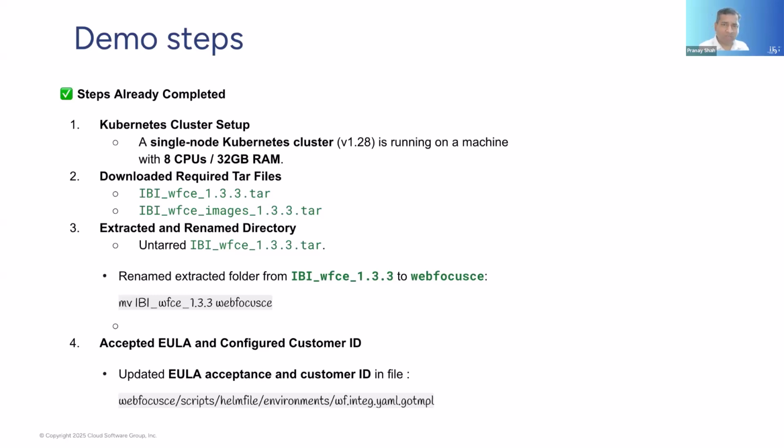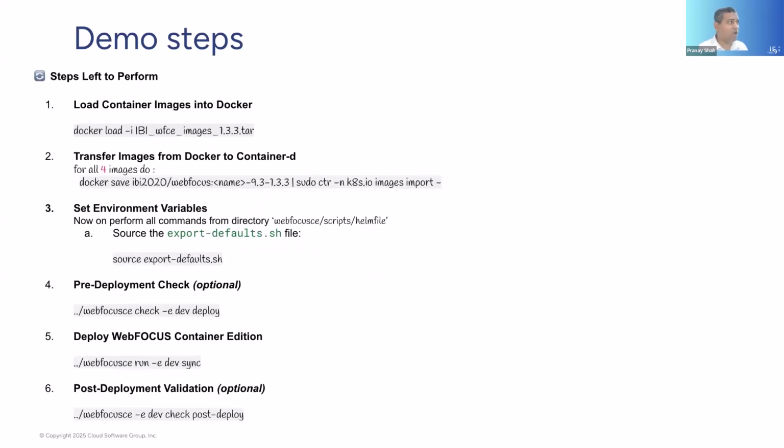Now this is something new as well. If you are on an older version, you probably don't have this, but if you are on 9.3, you have to accept the end user agreement and you need to provide a customer ID. Otherwise the deployment will fail. I think that's pretty much the same as on-prem or the container edition. So I have done all that. Now the steps that are left, and I'm going to demo them here, are that I'm going to load the images into Docker, and then I'm going to run this command 4 times to import them into containerd. Again, as I said, this is only if you're going to do a single node cluster, like this demo that I'm doing.